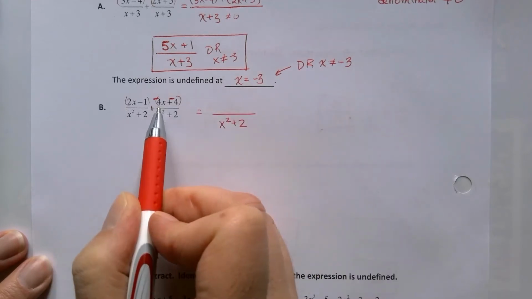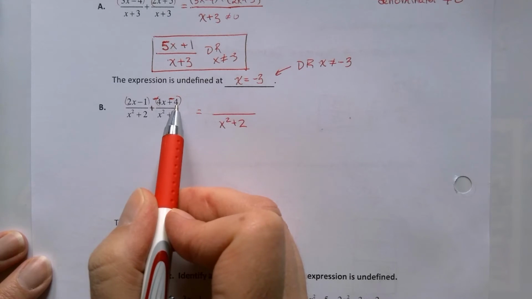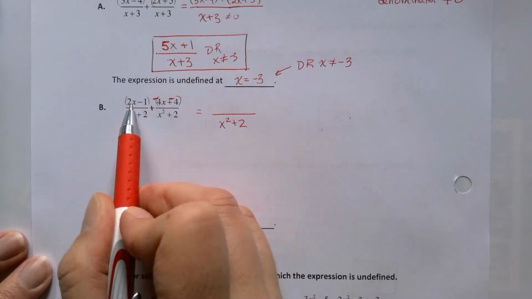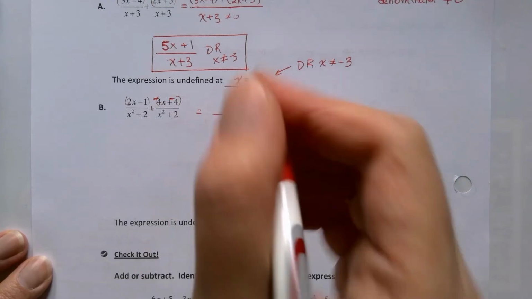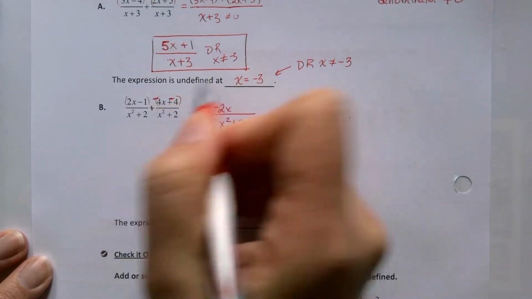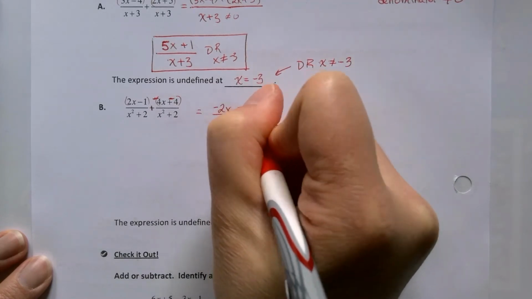Some of you might have looked at this and said, well, I could factor out a 4. Factoring out doesn't help me right now because I need to add my numerator. So I have a 2x and a -4x, and that gives me a -2x. And I have a -1 and a -4, which is -5.